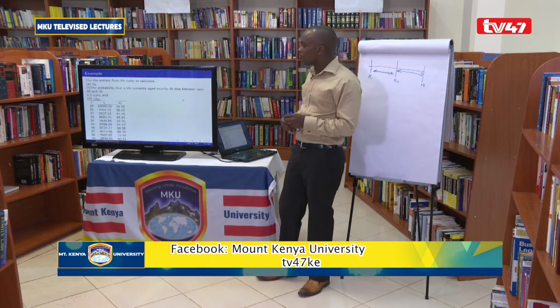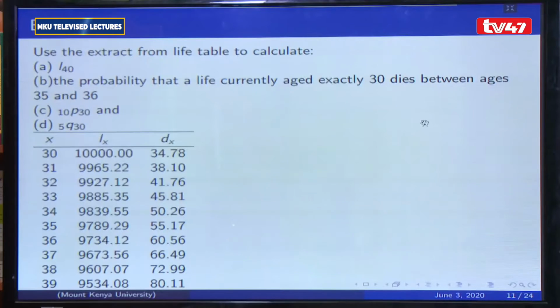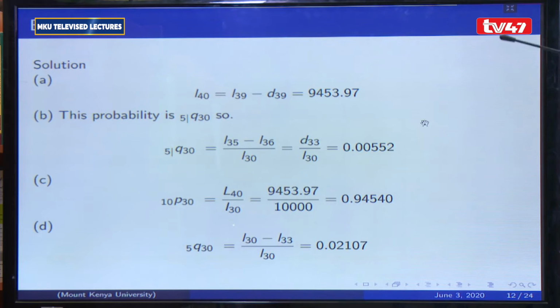I want us to look at an example here and work out some questions. We have a table, and we want to find l 40. Then we'll look for the probability that a life currently aged exactly 30 dies between ages 35 and 36. Then we'll look for 5 p 30 and 5 q 30. So this is how we go about it.